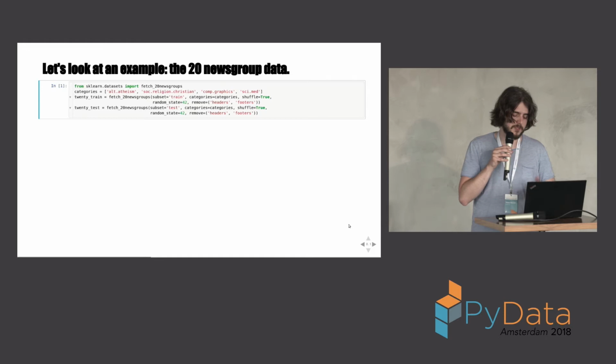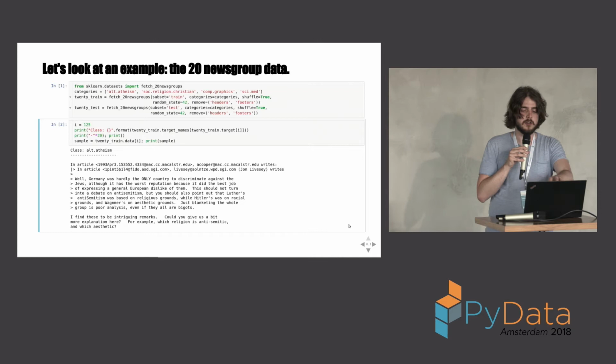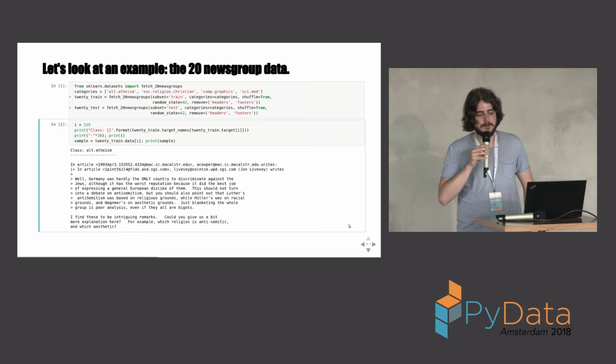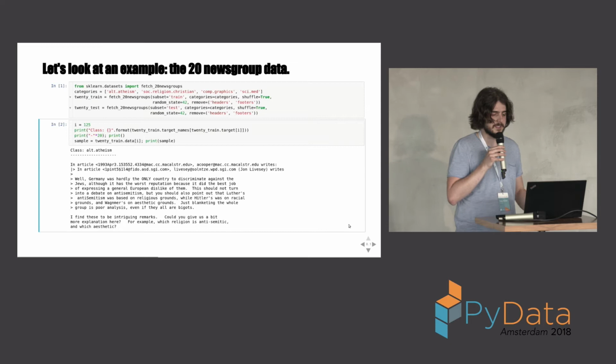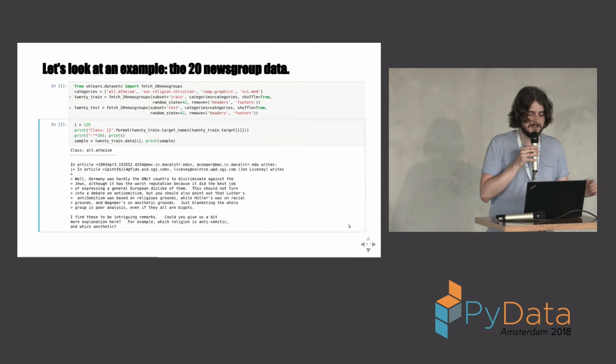And then we look at the sample, and we will look at this sample more often now because it's an interesting sample. It's from the atheism class, and someone is blaming the Germans, and some other guy is defending the Germans, kind of. So interesting. You probably don't have to read it, but I will point to the interesting parts later.